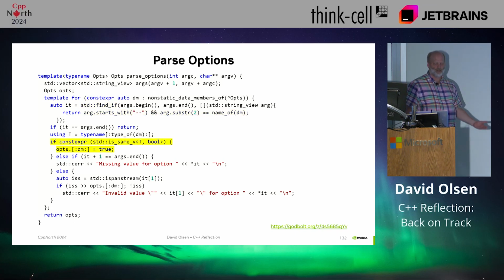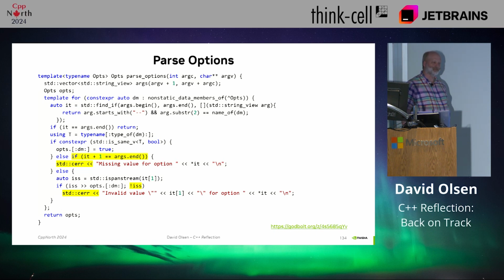If the parameter is of type bool, that's easy to process. Otherwise, we use I/O streams to parse the value of that argument. Throw in a little bit of error checking, and we have a decent generic command line parser.